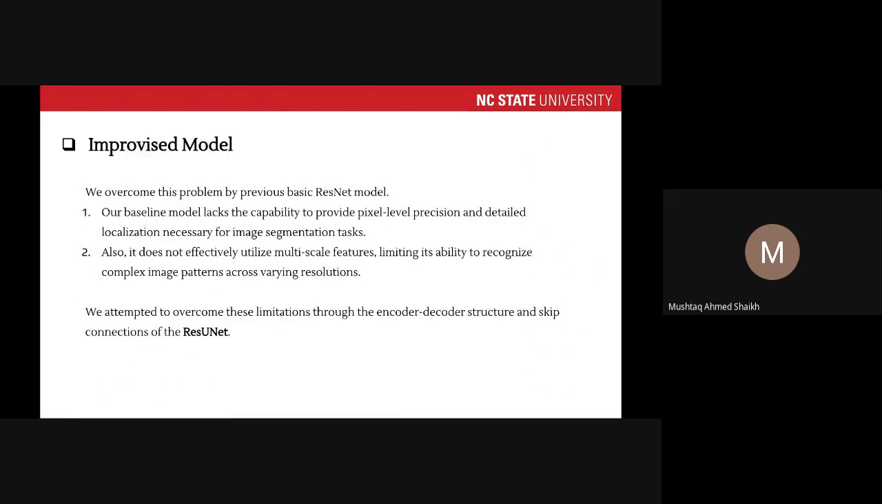Now we move on towards the improvised model. We had to overcome these two limitations of the ResNet model. One was that our baseline model lacks the capability to provide pixel level precision and detailed localization necessary for this image segmentation task. Also, the ResNet model does not effectively utilize multi-scale features, limiting its ability to recognize complex image patterns across varying resolutions. And hence we attempted to use the ResUnit model in order to increase the performance and make the model better than the baseline model.